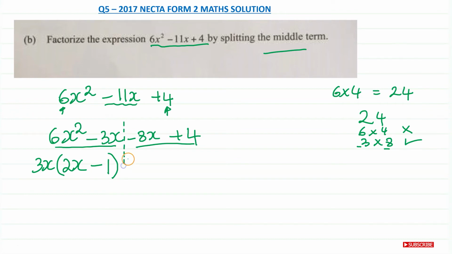Now remember to bring the negative down here as well. So now I'm looking at -8x plus 4. So common here is a 4, so I'm going to have a -4. Now I need to get -8x, so I just need a 2 to make 8 and x to give me my -8x.